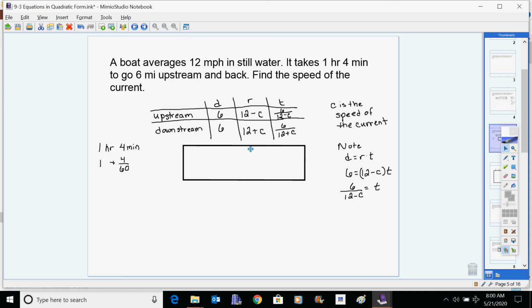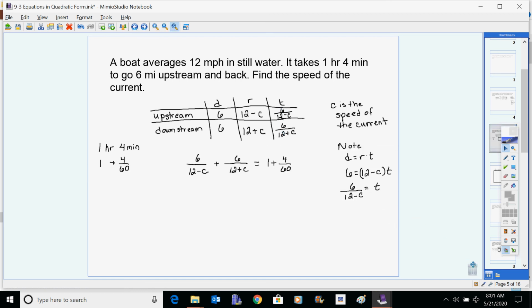After you have that, we have to consider the total time. These are the individual times, the time it took to go upstream and the time that it takes to come downstream. You can probably figure out that because you've got the current going against you, it takes a lot longer to go upstream than to come downstream. But we have these two values, and together they have to make that hour and 4 minutes. So 1 hour plus 4/60ths of an hour, because there's 60 minutes in an hour. So we're taking our time for upstream plus our time for downstream and making it equal 1 hour and 4/60ths.